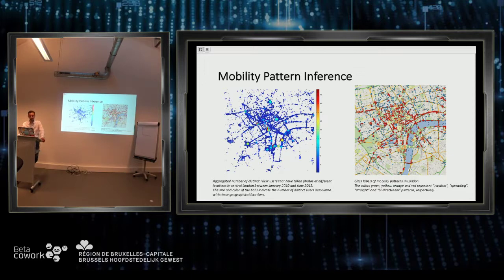So if the size of this circle here is large, then this basically tells you how many different users were in that area. And here you see on the right the different class labels of the mobility patterns in London. The colors green, yellow, orange, and red represent random, spreading, straight, and bidirectional patterns, respectively.